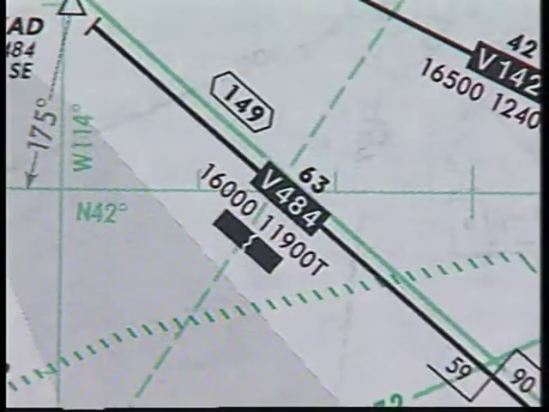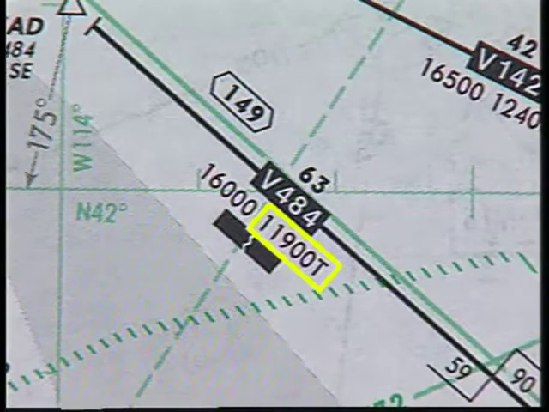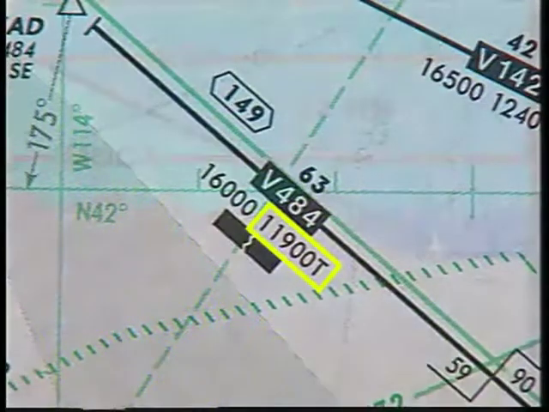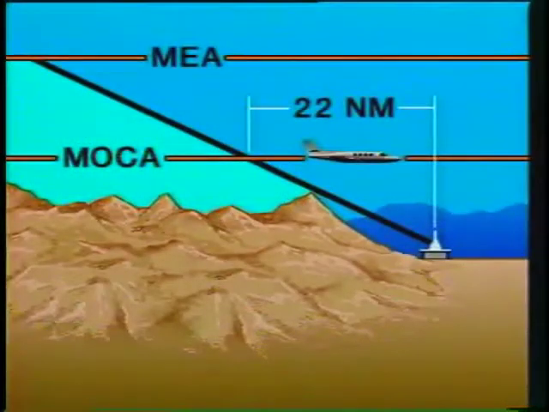In addition to an MEA, some route segments also provide a minimum obstruction clearance altitude, or MOCA. The letter T for terrain is shown with the MOCA to distinguish it from the other types of altitudes. The MOCA meets obstacle clearance requirements, but only provides reliable signal reception when you're within 22 nautical miles of the navigational facility.